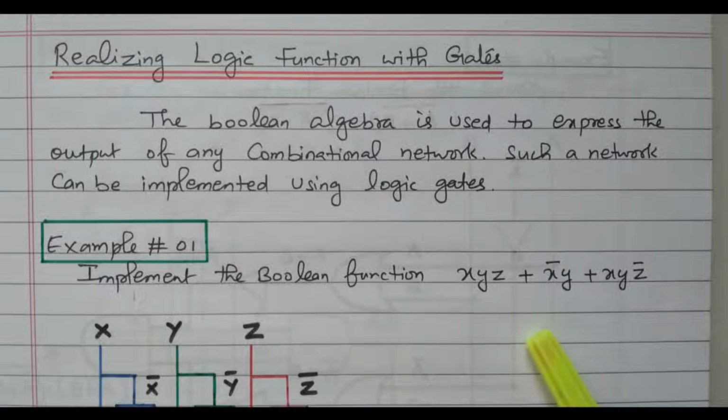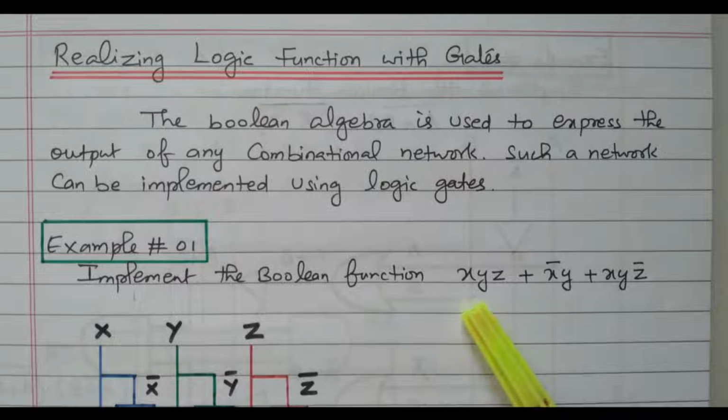We know that the basic logic gates are NOT gate, AND gate and OR gate. The NOT gate is a complement, it will give the inverse of the input. AND gate is nothing but multiplication, A dot B. OR gate is the addition, A plus B. Apart from that, we have NAND gate, NOR gate, XOR gate and XNOR gate. This function we are going to implement with the basic gates: NOT gate, OR gate and AND gate.